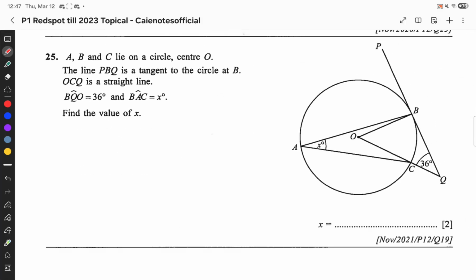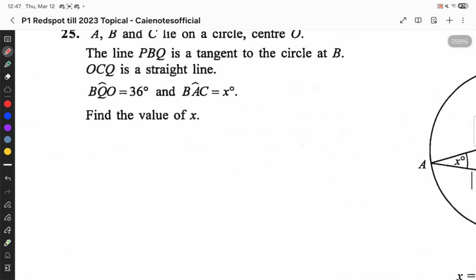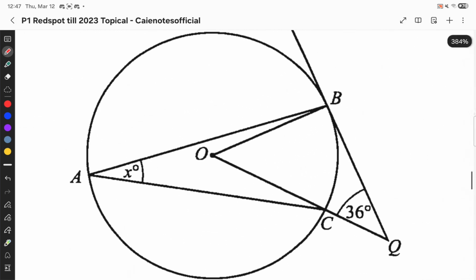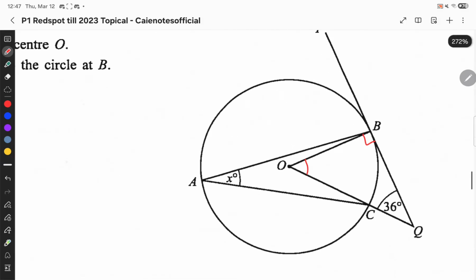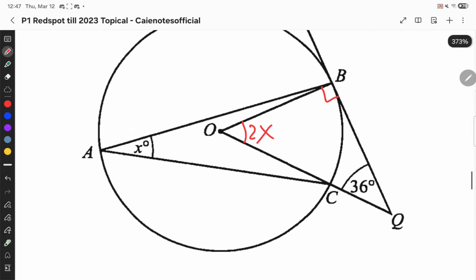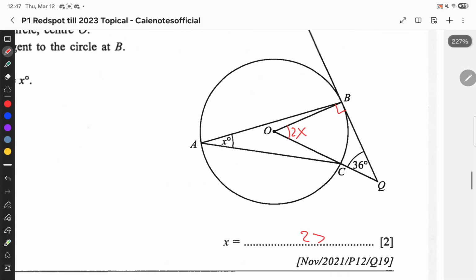Question 25. Find the value of x. Okay, this is a little weird, but we can do this. We are given tangents. AB is tangent to this circle. We know this is 2x, immediately, and you can find the remaining. This is 90 minus 36 is equal to 54, divided by 2 is equal to 27, and that is our answer.